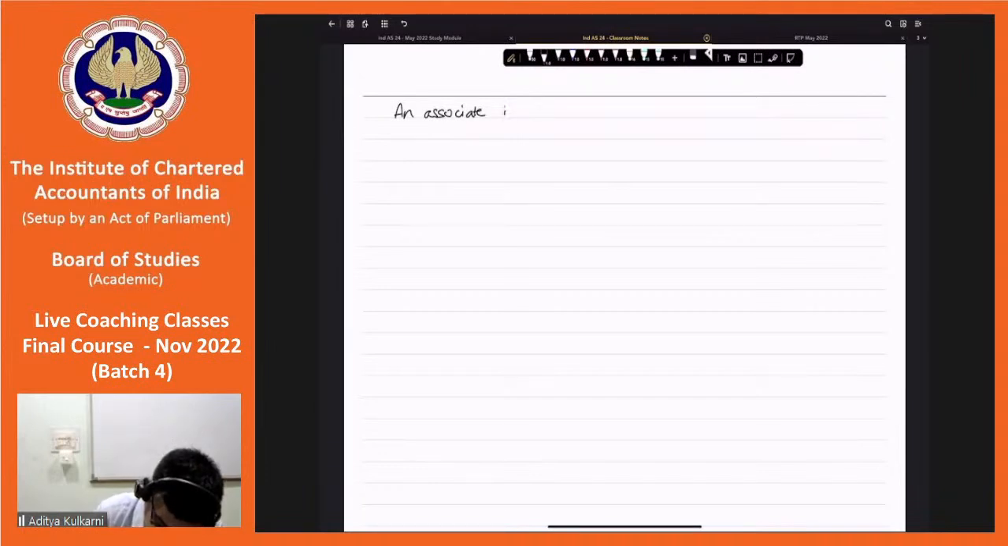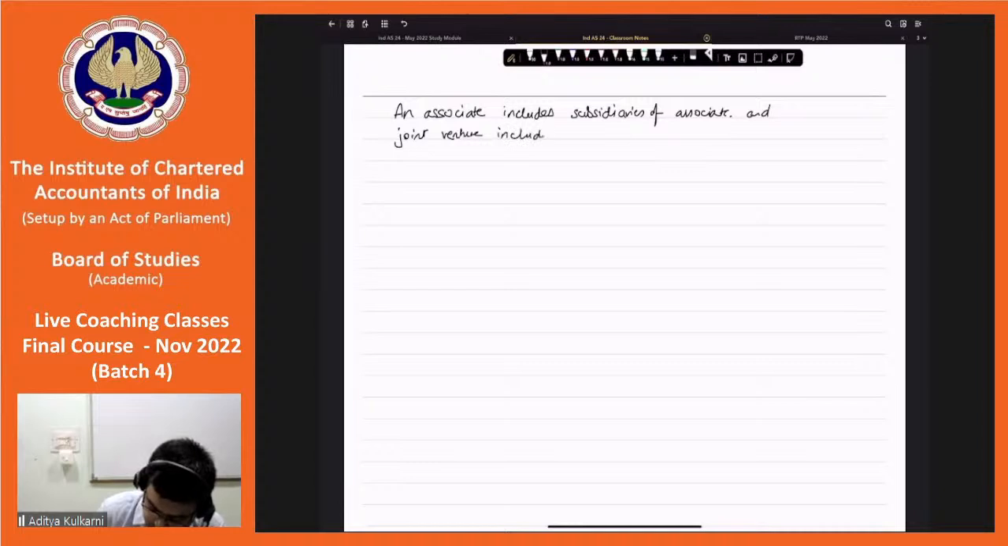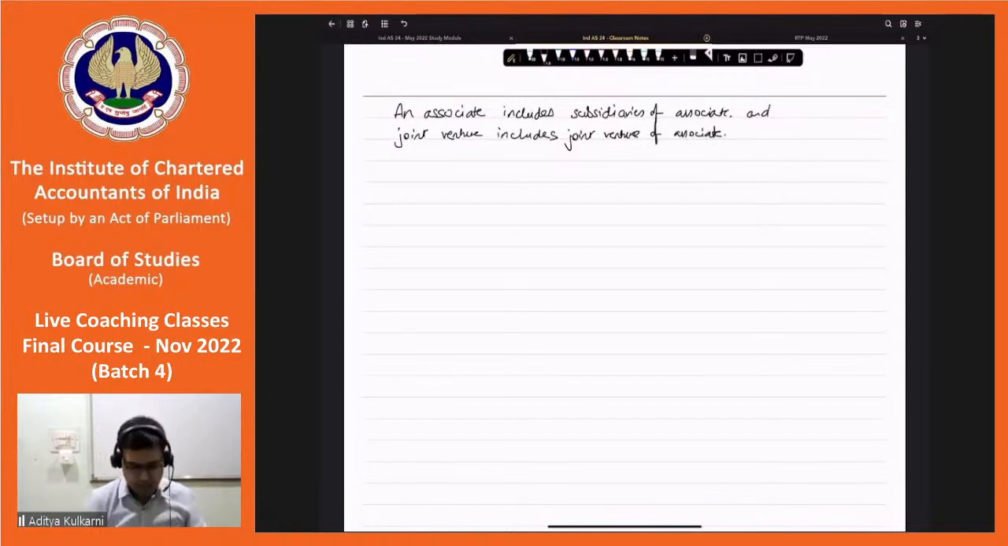An associate includes subsidiaries of associate, and joint venture includes joint venture of associate. Okay. So we have been discussing same group. So same group means parent as well as subsidiaries.